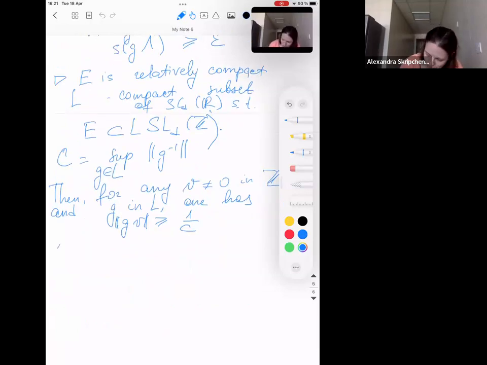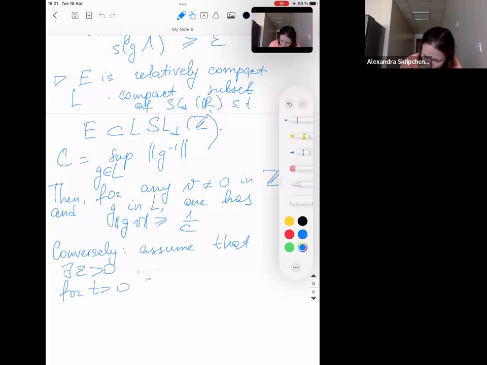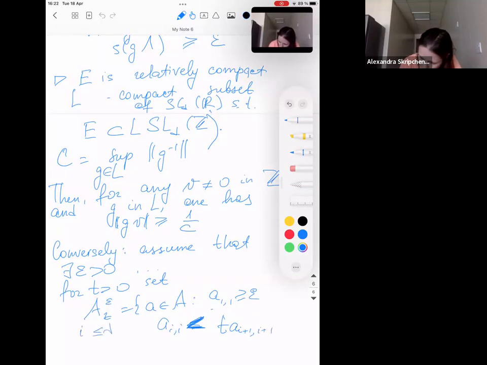Now the opposite direction, conversely. In this case, we want to show that E is relatively compact when we have this condition about the system. So we assume that there exists such an epsilon as in the statement of the corollary. And for positive T, we set A epsilon T equal to the set where A11 will be greater than epsilon, and for the others, they will satisfy this condition. Maybe I want it to be strict, not so important. E plus 1, or E between D minus 1 and 1.